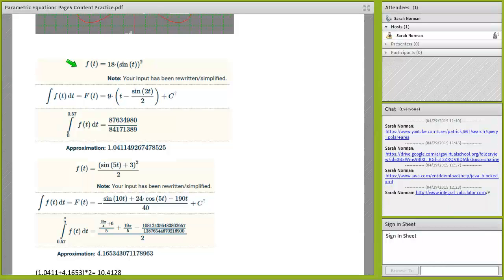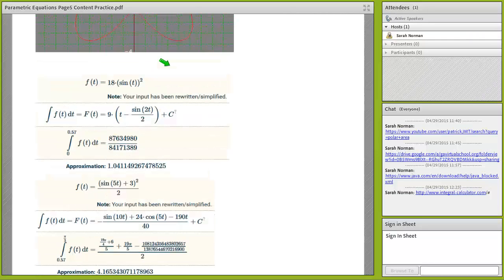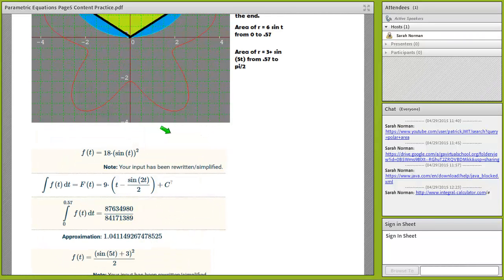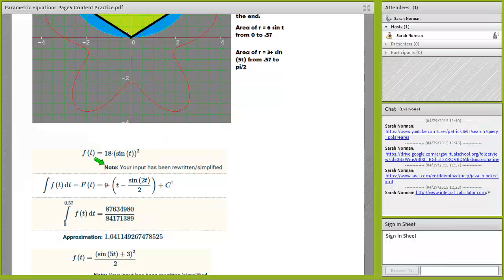So I just put into the integral calculator the boundaries, which you'll find on that web page. They're on the right-hand side. If you do have any questions about using that, let me know. And then I had 1/2 times 6 sine t. Well, what it did was it took 6 squared, which is 36, and divided it by 2 because of the 1/2, and that gives us 18.